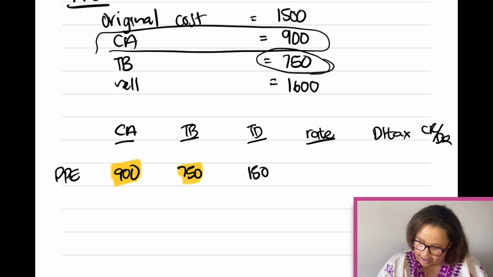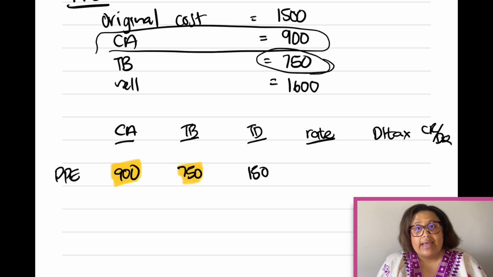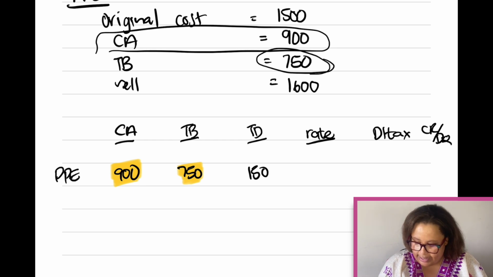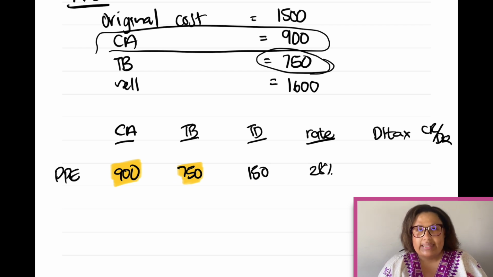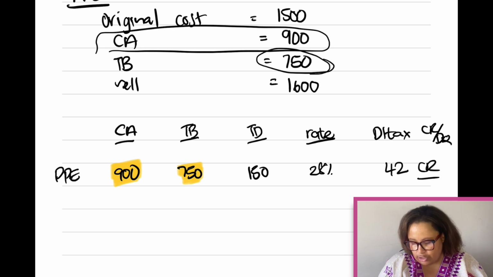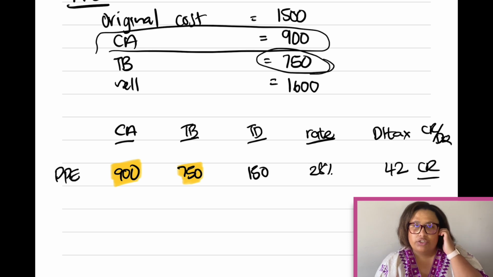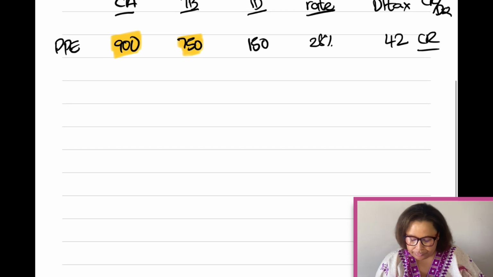Okay, and this asset is a PPE asset, so PPE assets are recovered through use, and the applicable tax rate we can assume is the normal tax rate, which is 28%. So having done all of that, we can calculate that we have recognized a deferred tax liability of 42 in the statement of financial position. So that is what's currently sitting in the statement of financial position.